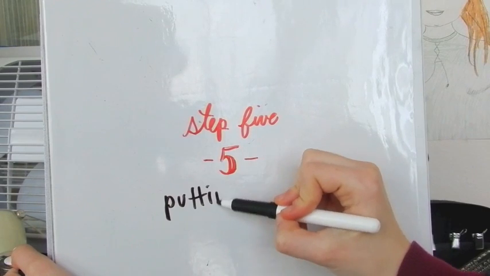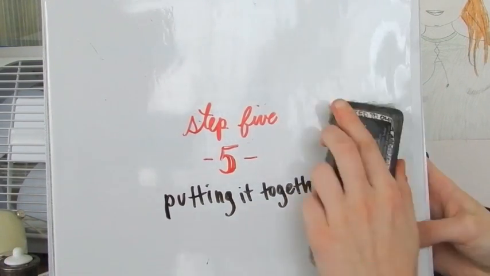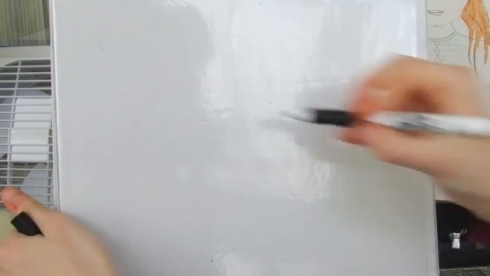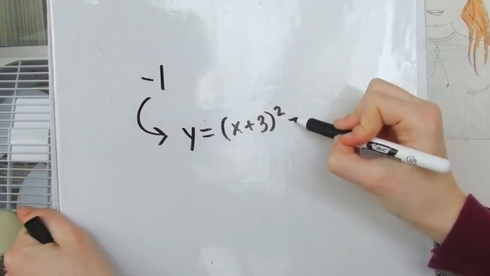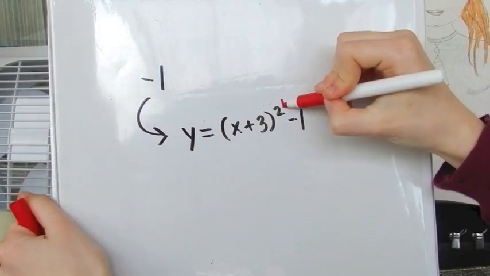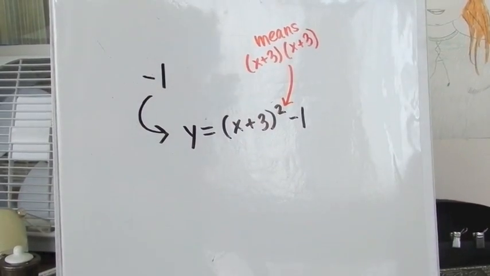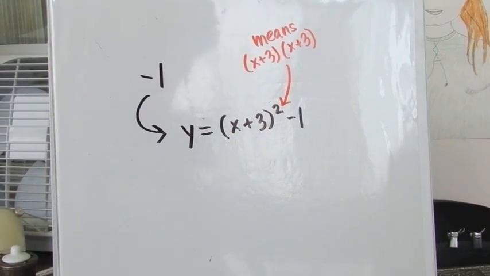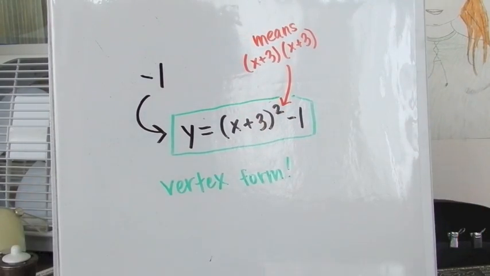Step 5. Putting it all together. Now that you have -1, you can put it all together, giving you y equals x plus 3 squared minus 1. Note that the squared symbol after x plus 3 indicates that there are 2 x plus 3's. Now your equation is in vertex form.